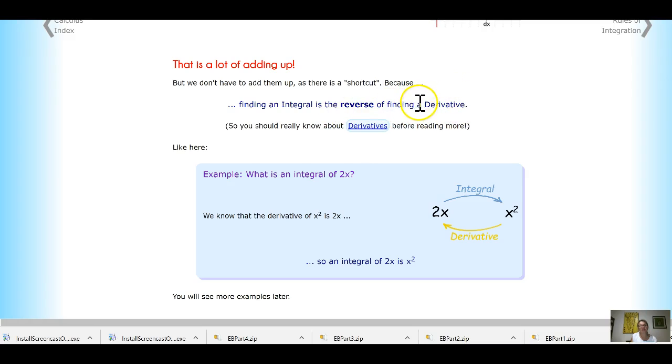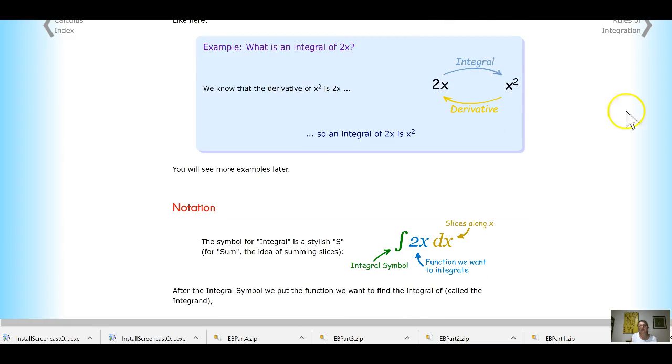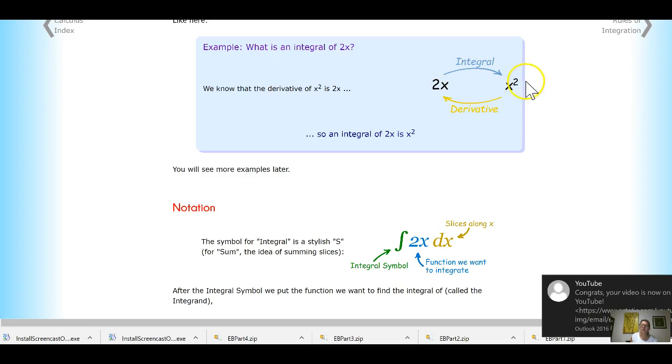So if we had a function that was x squared, or x squared plus c, we know that the derivative of that is going to be 2x. If we have a function that's 2x, then our integral, or our integration of that, is going to be x squared plus c. So we'll just have a look at what we want to do with regards to that in our next video.